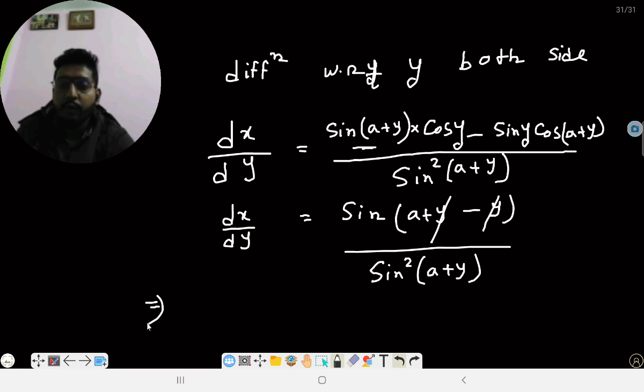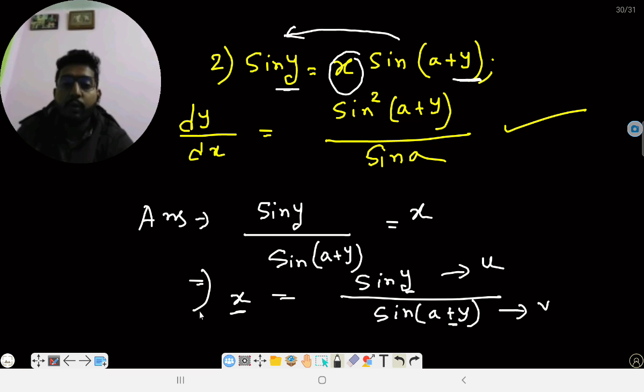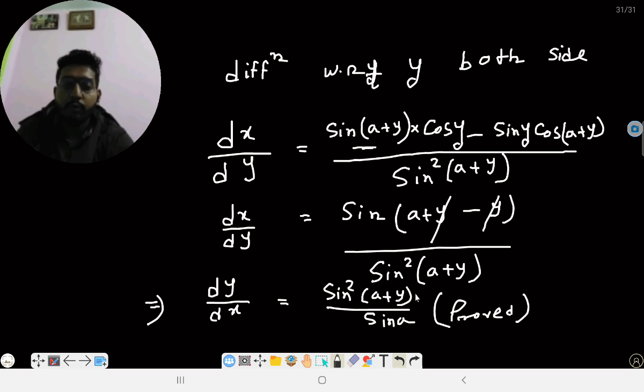But I need to find the value of dy/dx. So if I take the reciprocal of this one, that will become dy/dx equals sin²(a + y) divided by sin a. So that will be the proof. Here this one we need to prove. Look here, dy/dx equals sin²(a + y) by sin a, that we need to prove here. So this is the answer. Now this is a way to do this type of problems.